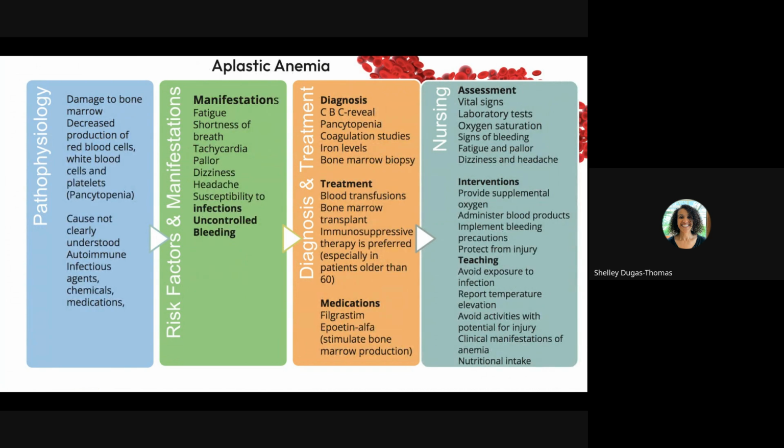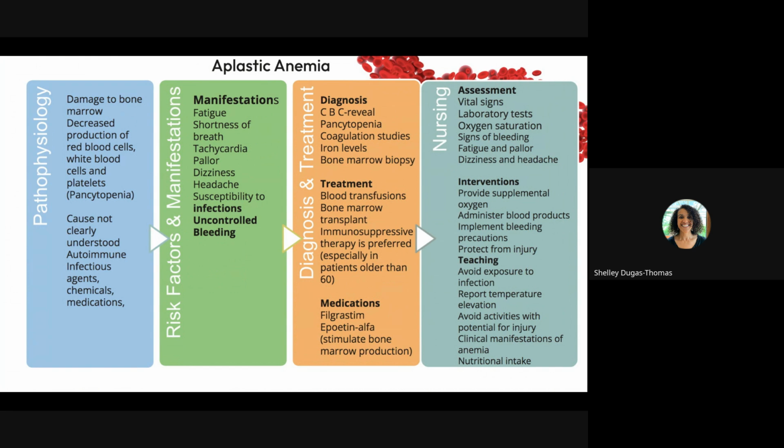Now we're going to get into aplastic anemia. This is very rare. There are 2 to 4 cases per million in the US. The pathophysiology is bone marrow damage that could be caused by chemicals, medications, or autoimmune causes. Then you'll have a decrease in red blood cells, white blood cells, and platelets. That would be pancytopenia, and the cellular immune response produces cytokines that suppress stem cell growth.